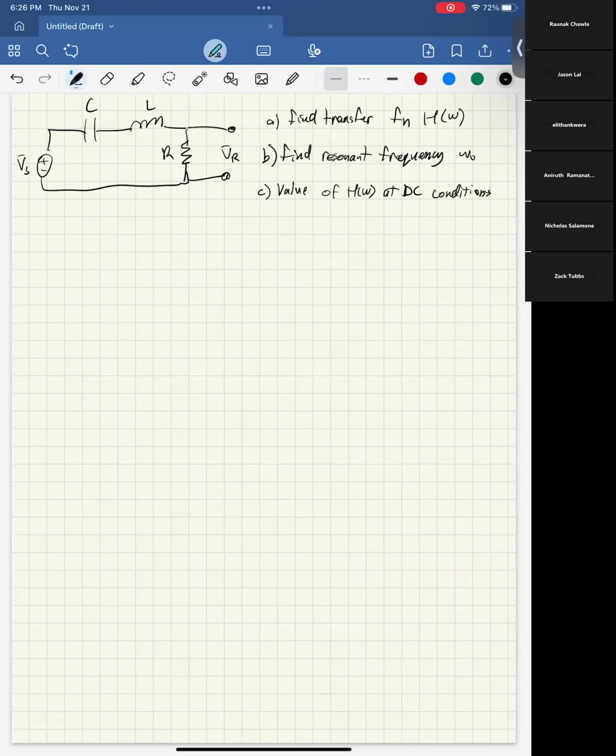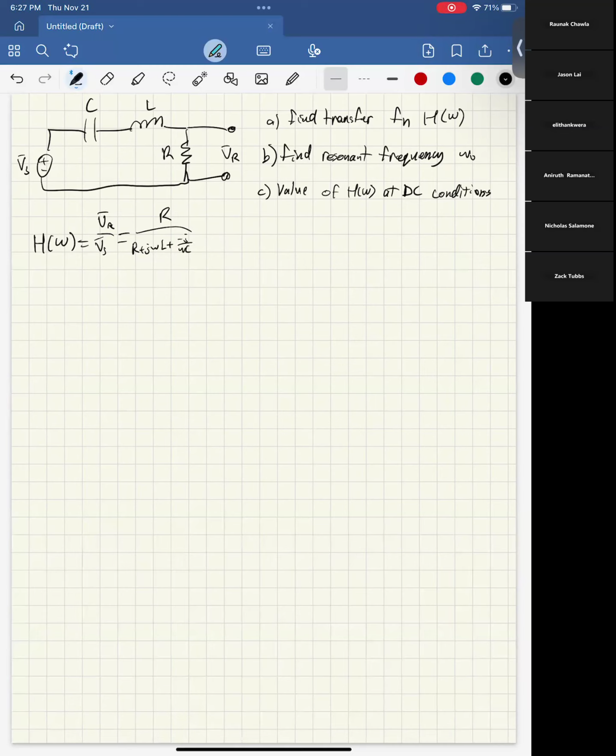So just getting started here. H of omega in this scenario, this would be our output, this would be our input, just because this is the source. So this is equal to VR over VS. And that would be, again, just a voltage divider. If I do the voltage divider and then divide by VS, you'd just get the ratio of fractions, right? So here it would be R over R plus j omega L plus negative j over omega C.